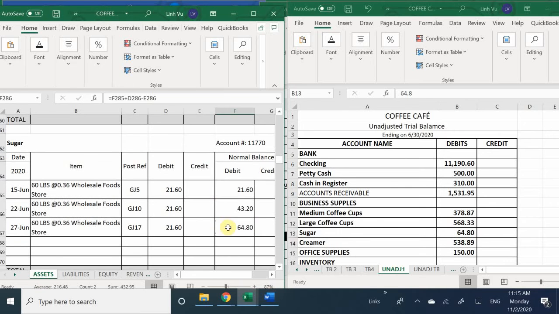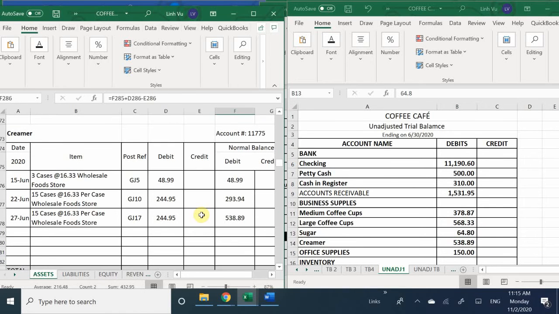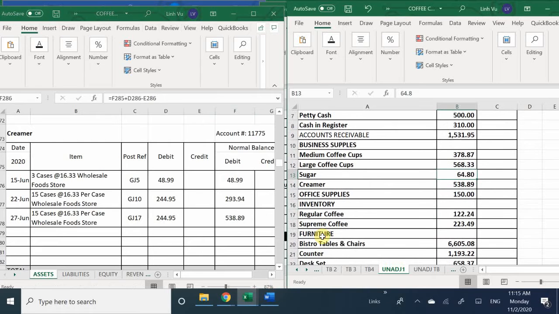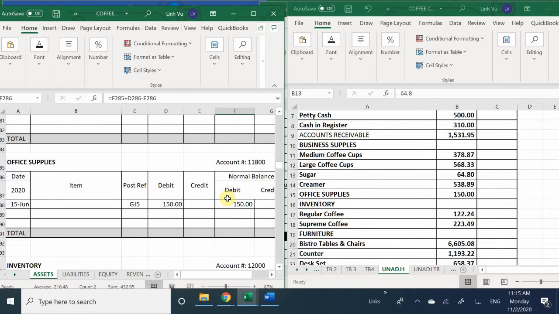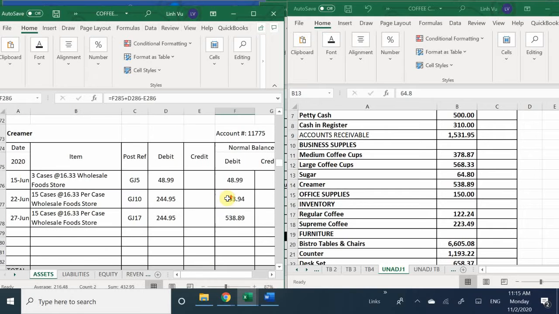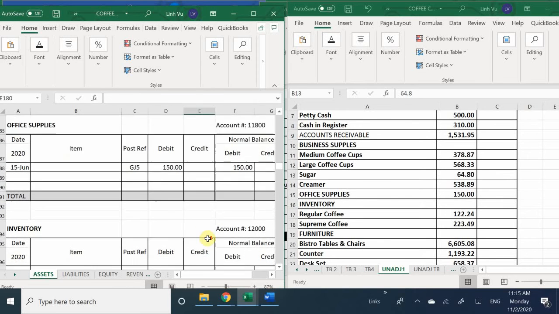All right. What about our sugar? Oh, I guess we didn't change it? Okay. What about our coffee creamer? It has stayed the same. Okay. So what about our office supplies? That should have also stayed the same. Go ahead. Oh, goodness. I was looking. I thought I saw 568. Okay. All right. Nothing has changed there. Our office supplies. Did we make any adjustments to office supplies yet? No, it's the same.